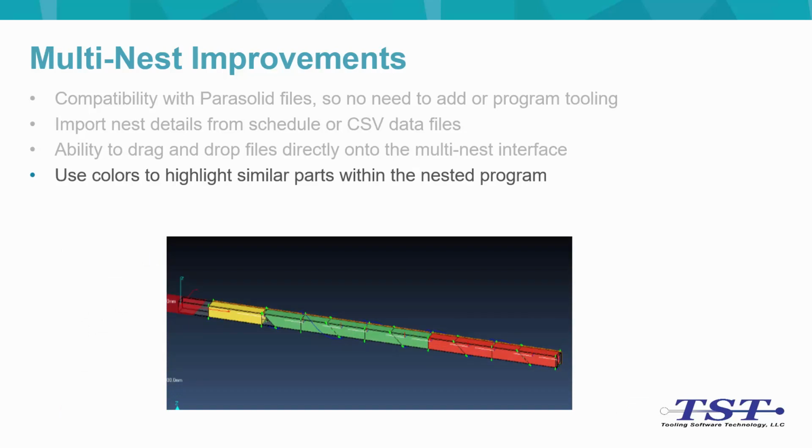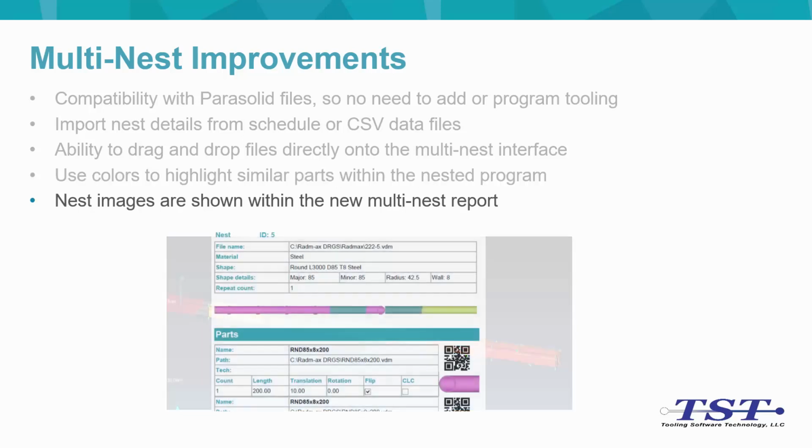You can use colors to highlight similar parts within the nested program now. So this way you can actually see which parts are the same just on a quick visibility level. As well as nest images are shown within the new multi-nest report.